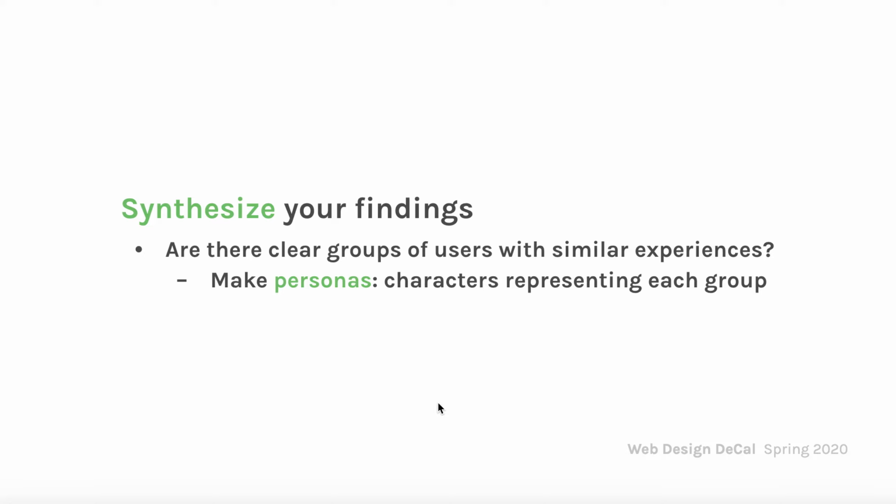So in ideation, this is really where you are trying to solve the problem. You know what it needs to include, you know what the user needs. It's now time for you to create ideas. So first you synthesize your findings from your research and from talking to the users. So if there's a clear group of users with similar experiences, maybe it's a similar goal or similar demographic, you want to make personas, so characters representing each group.